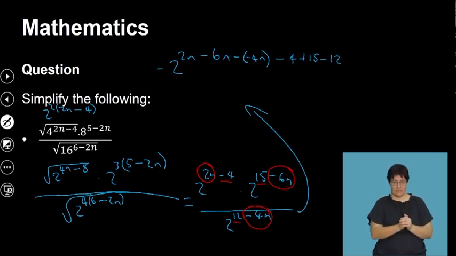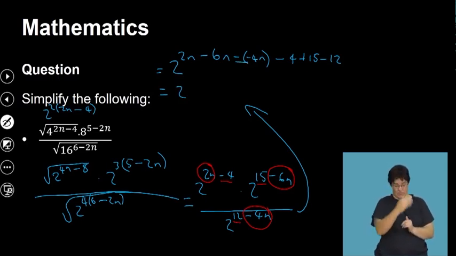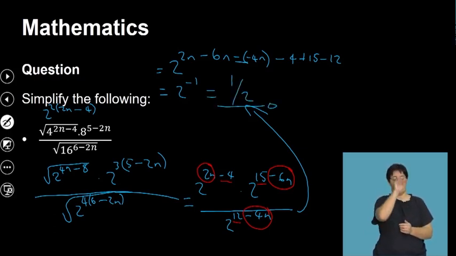So this will therefore become 2. The 2n minus 6n is minus 4n. The minus and the minus, they will give me a positive. Therefore, it's minus 4n plus 4n, which will be 0. Minus 4 plus the 15 will be a positive 11. Then 11 minus the 12 will just be negative 1. Then finally, my answer will be 1/2.